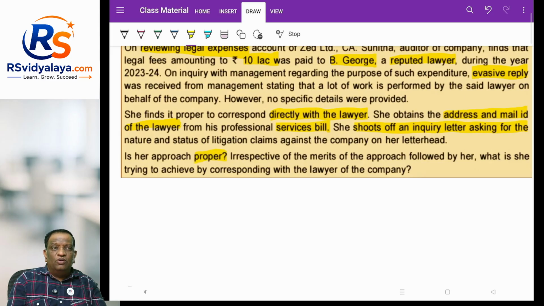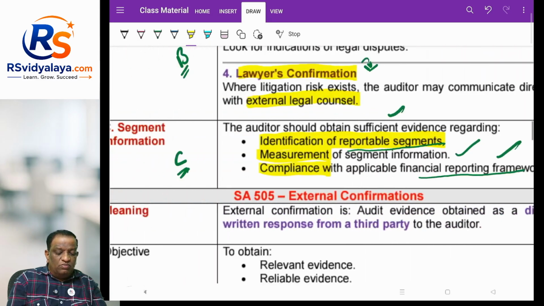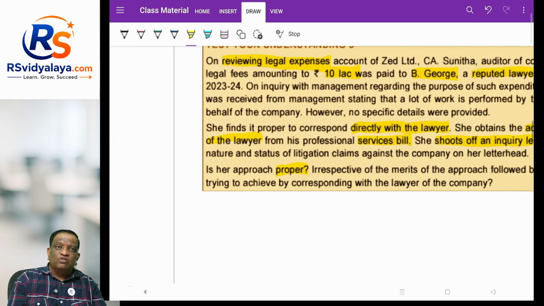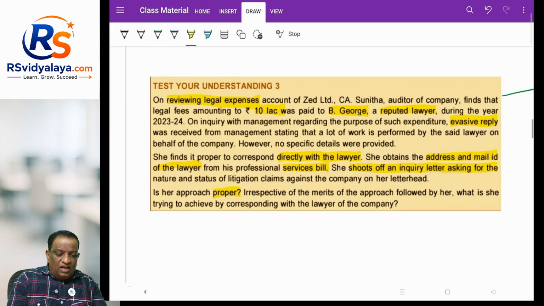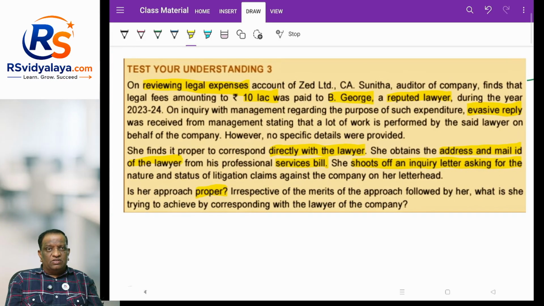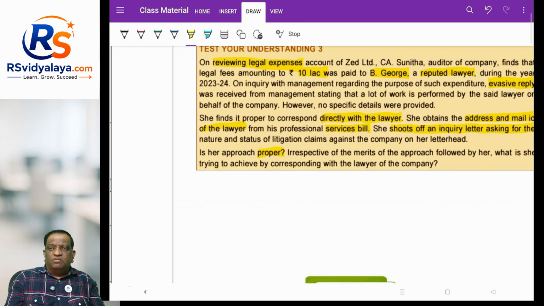No doubt SA 501 says you must consult the lawyer, but not without management's permission. Management's authorization is mandatory. Though the final step is in accordance with SA 501, she shouldn't have contacted the lawyer directly without taking approval from the management. So, whatever she did is not proper. She should have taken proper approval from the management. This is how you get questions to test your understanding on a conceptual basis.